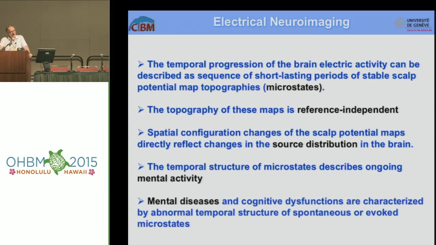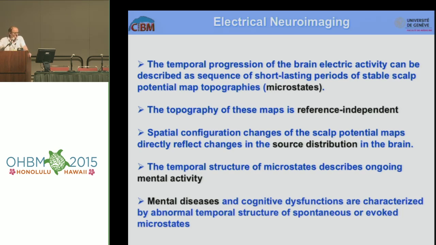The topography of these maps is reference independent. That's a very important message, I think, because that's not the case for frequency analysis in spontaneous EEG and not for amplitude analysis in the evoked potential. Frequency analysis, correlations, coherences are all extremely reference dependent if you stay in the signal space. Spatial configuration changes of the scalp potential maps, as I showed you, directly reflect changes in the source distribution in the brain. So it's a precursor of source localization.